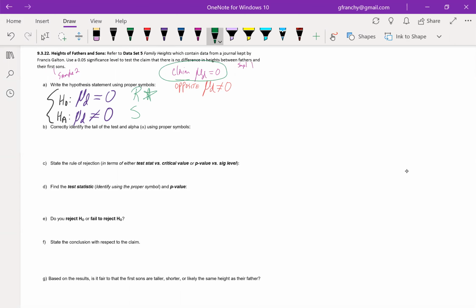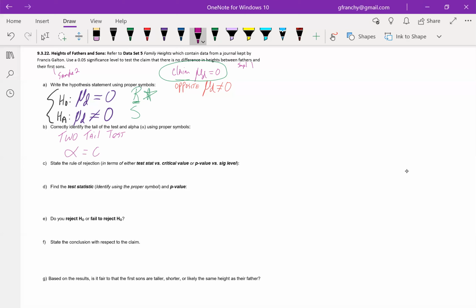So I starred the R here. When it comes time to write the conclusion with respect to the claim, R is going to be talking about rejecting the claim. We may have the evidence to reject the claim. We may not have the evidence to reject the claim. That we'll find out when we get to step E. So the tail of the test, it's a not equal sign. That is a two-tail test, because not equal means either less than or greater than, 2 directions, 2 tails.